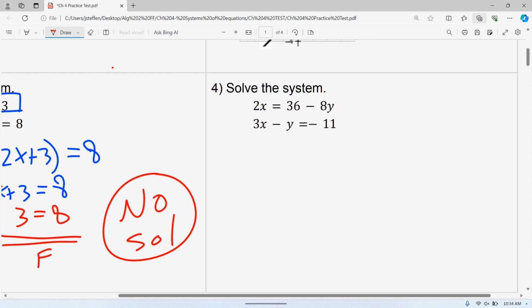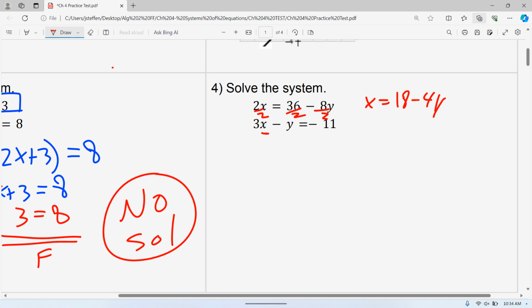Number 4. So again, you could use substitution, elimination. I would probably not use graphing for this one, but if you want to, you could. If you add 8y to both sides, I think instead this one's enough work. It's almost where the x is by itself. All you have to do is divide everything by 2. So we get x is equal to 18 minus 4y.